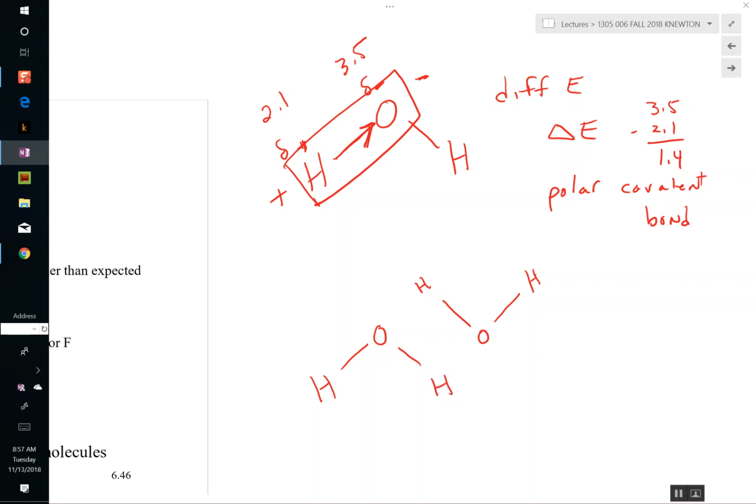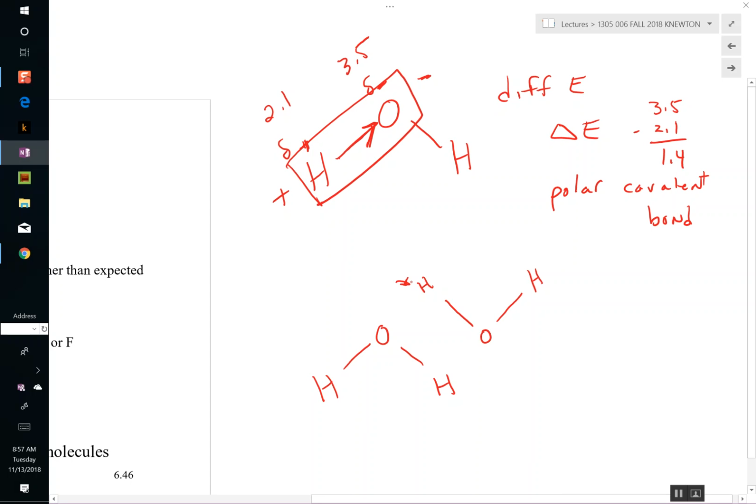But water is polar. So this positive is being attracted to that negative. This negative is attracted to this positive. So I'm going to put these dotted lines here. And this is what I'm calling a hydrogen bond. All right? I don't draw a line. This is a covalent bond. It's a polar covalent bond, but it's a covalent bond.